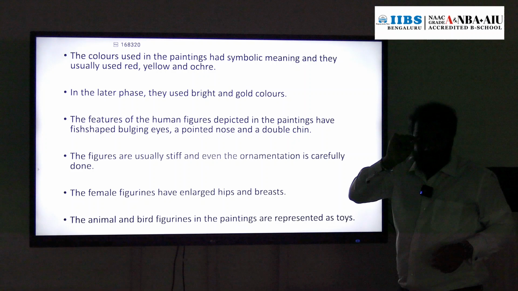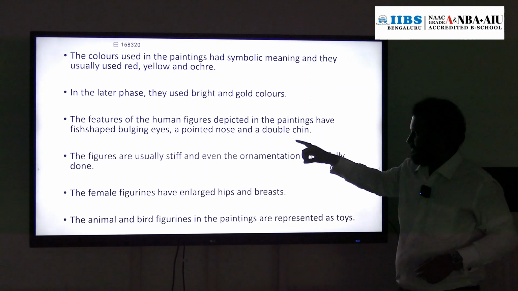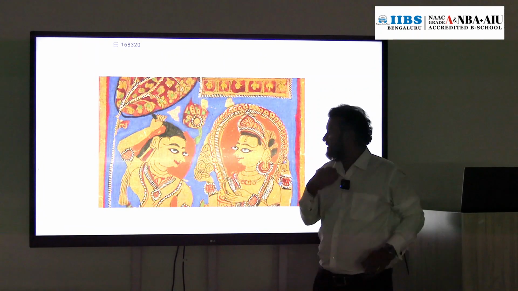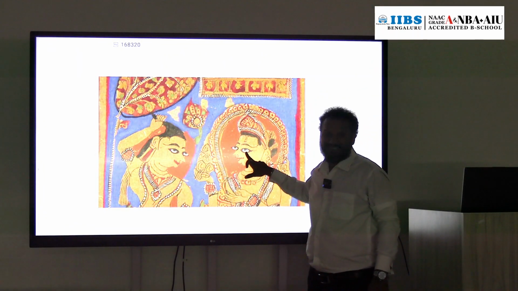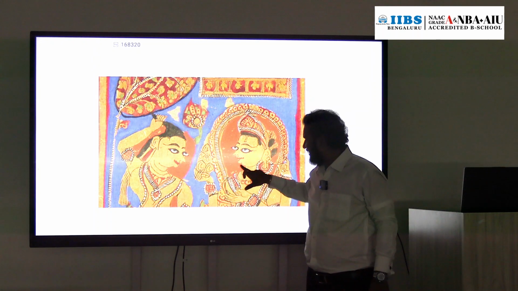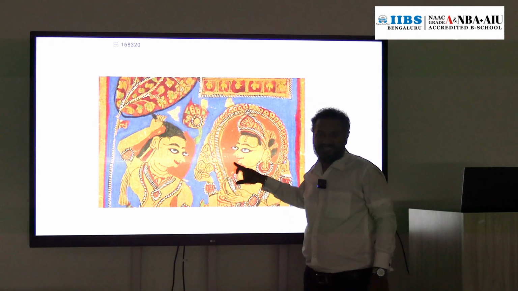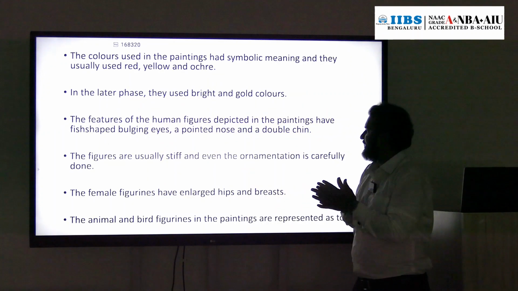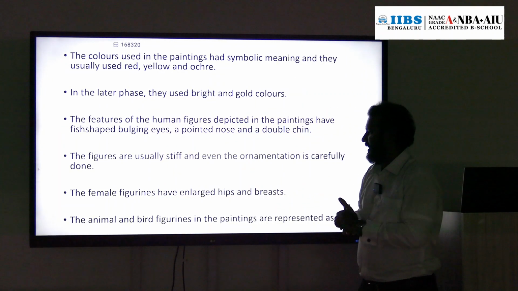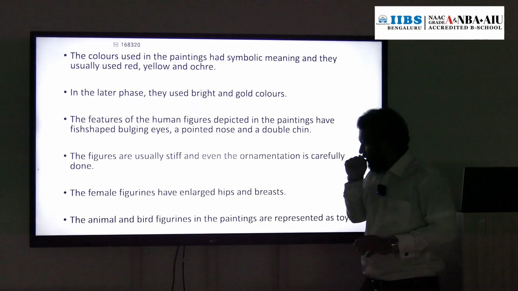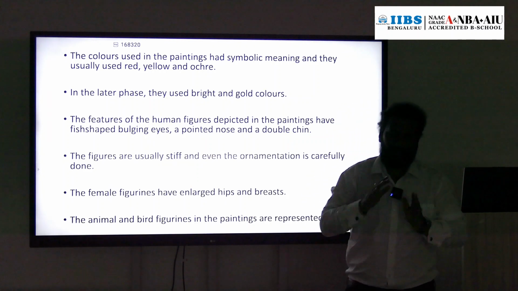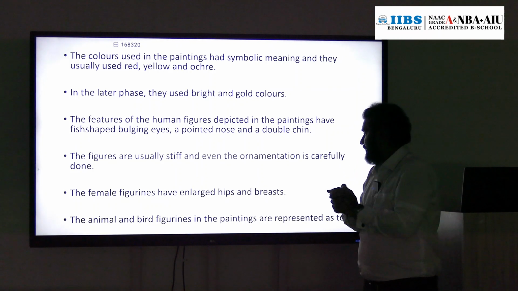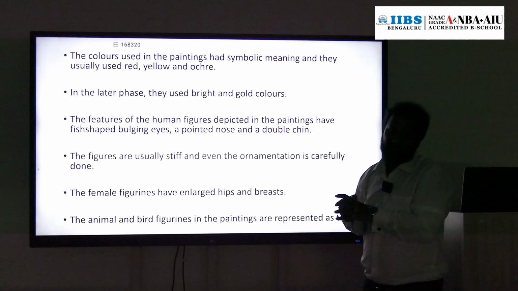Okay, and how did they show the human figure? Fish-shaped bulging eyes, a double chin is there, so in that way the human figures were depicted. A pointed nose was also there. Okay, and figures are usually stiff, not bent. Figures are stiff. Ornaments are also carefully painted.